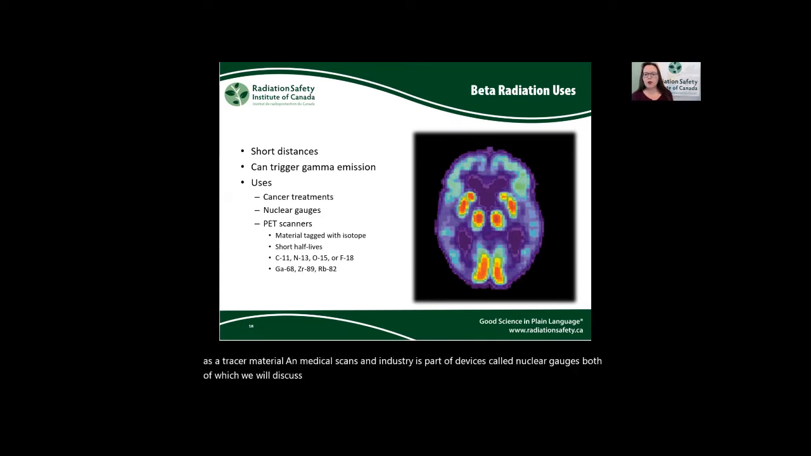Beta sources are used when getting a PET scan. PET means positron emission tomography. If you remember, beta radiation can be in the form of electrons or positrons. In a PET scan, the subject is injected with biologically important compounds such as sugar, water, or ammonia molecules, tagged with a radioisotope like carbon-11, nitrogen-13, oxygen-15, or fluoride-18. Other examples of tags are gallium-68, zirconium-89, or rubidium-82. As different parts of the body use these tagged molecules, they concentrate in certain organs and tissues. The positron emissions are picked up by an external scanner.